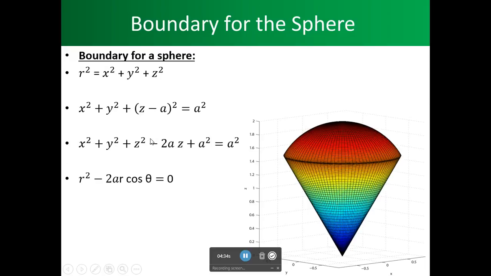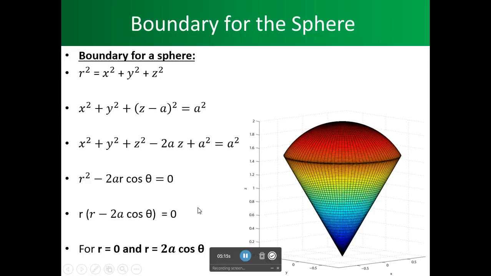Like we said, this is r squared, so all we have is minus 2az. What is z? Z is r times the cosine of theta. Let's reduce it even further. We can take an r out, and then we have r minus 2a cosine of theta equals 0. Perfect. So now we can solve for r. So r is going to equal 0, and r is going to equal 2a cosine theta. So now we have all of our boundary points.